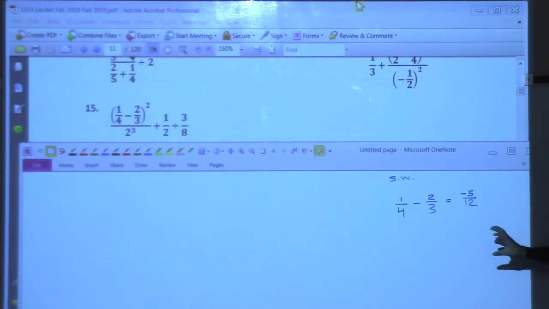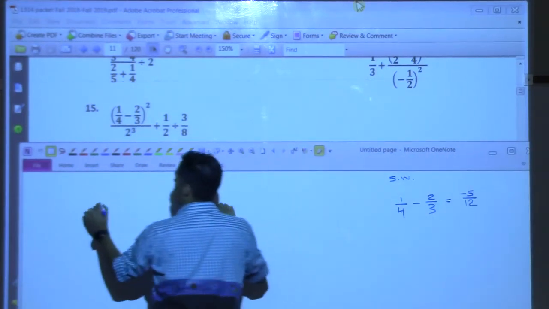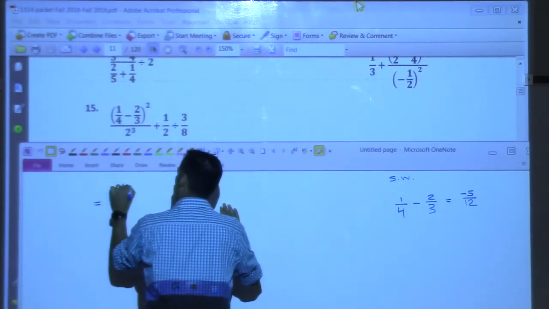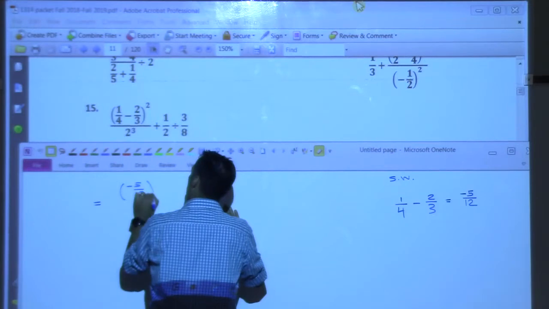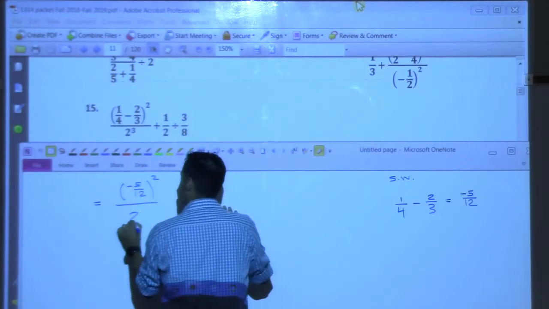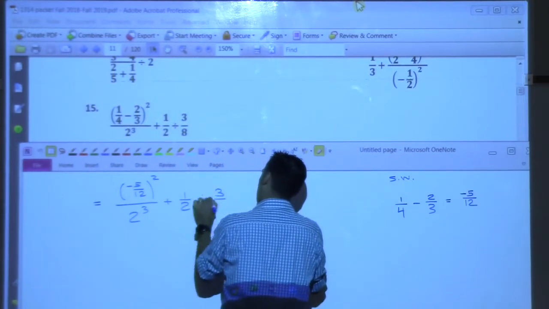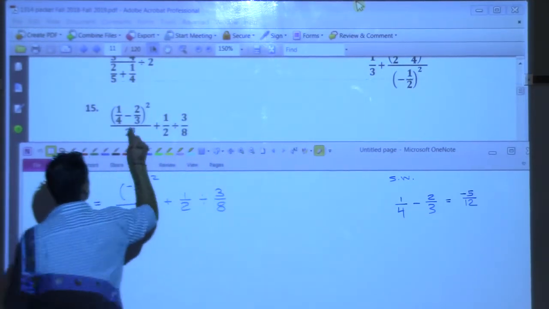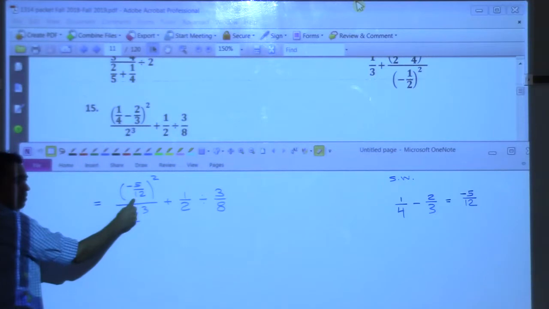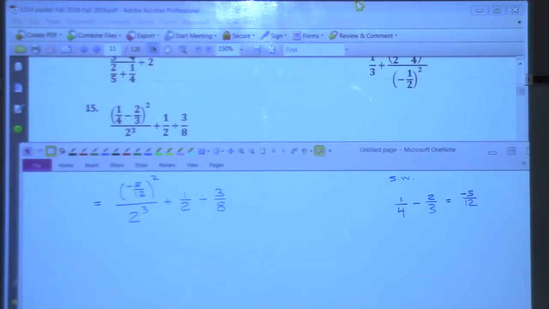Okay, so I'm just going to assume you can do that. Is that all right? Okay, so now I'm going to come back to the problem. My next line is going to read this. Negative 5/12 squared over 2 cubed plus 1/2 divided by 3/8. So all I've done is replace that with what I found, right? Okay, what should I do next?